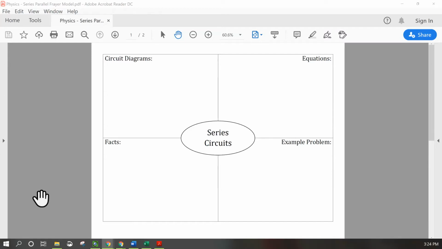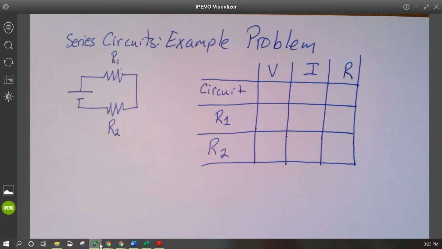Okay, so we are still looking at our Frayer model for series circuits, and next we're going to take a look at an example problem. You may want to just copy this exact example problem as I'm going through it. You might want to take some other notes on it. I'll let you decide how you want to do this, but it is helpful to have one example problem on a note sheet, as I'm sure you know.